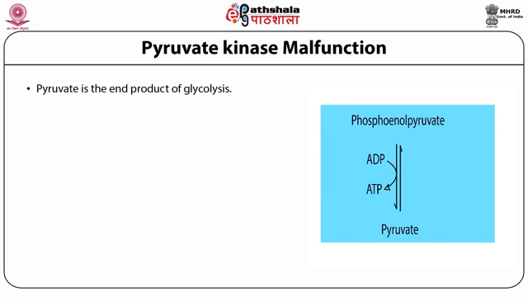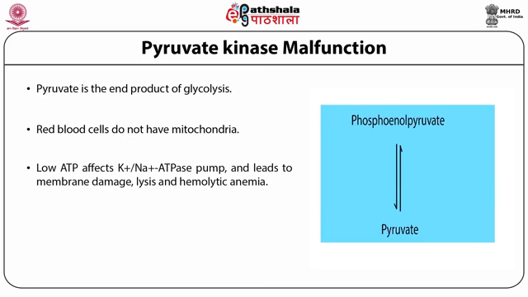Pyruvate kinase deficiency occurs. In red blood cells, there is no mitochondria. They are dependent on glycolysis for their energy requirement. So, pyruvate kinase deficiency causes low RBC glycolysis. This low ATP level affects the sodium potassium ATPase pump, which leads to damage to the membrane and lysis and hemolytic anemia. It leads to the abnormal accumulation of intermediates of glycolysis.